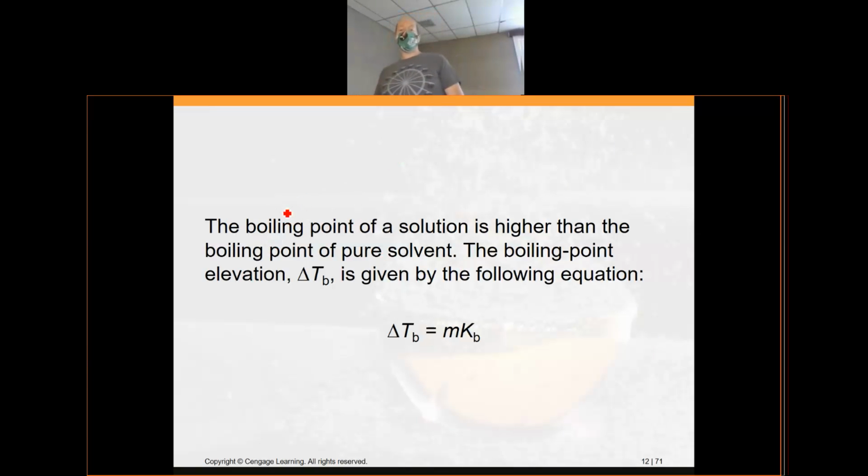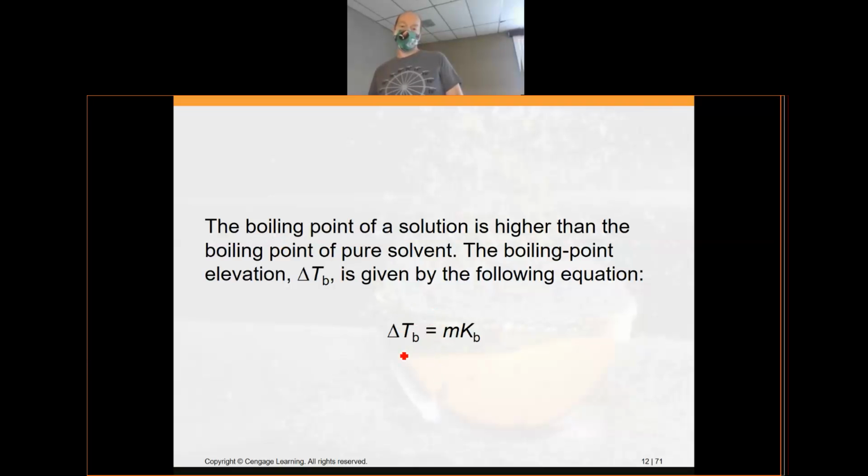All right, so if you have a vapor pressure lowering, that means you're going to have to heat it more to get the vapor pressure to go up, which means you're going to have to heat it more to get it to boil. So you have a boiling point elevation directly proportional, directly related to your vapor pressure lowering. All right, and so here's the equation.